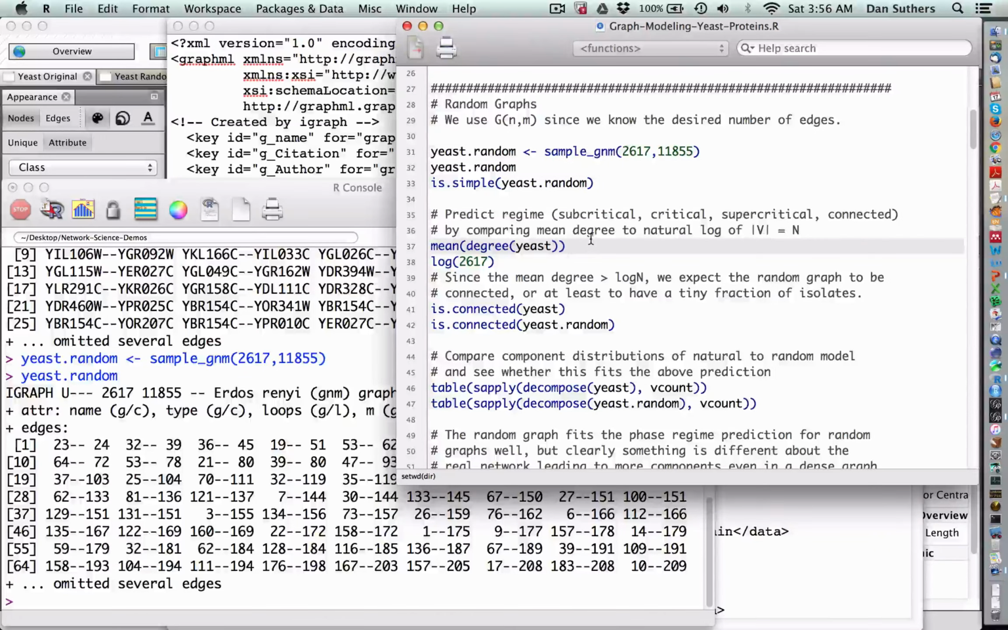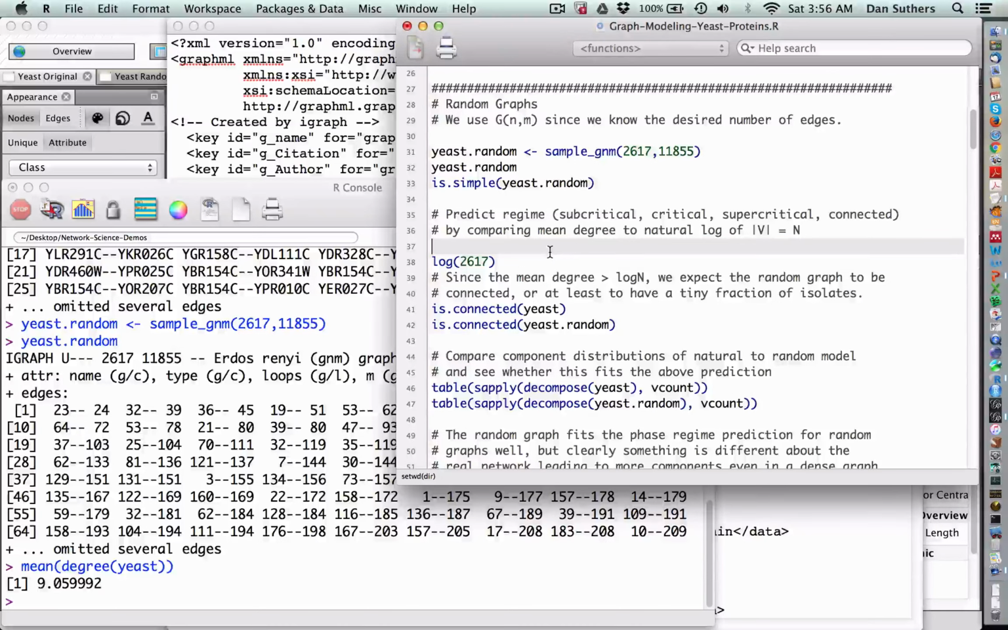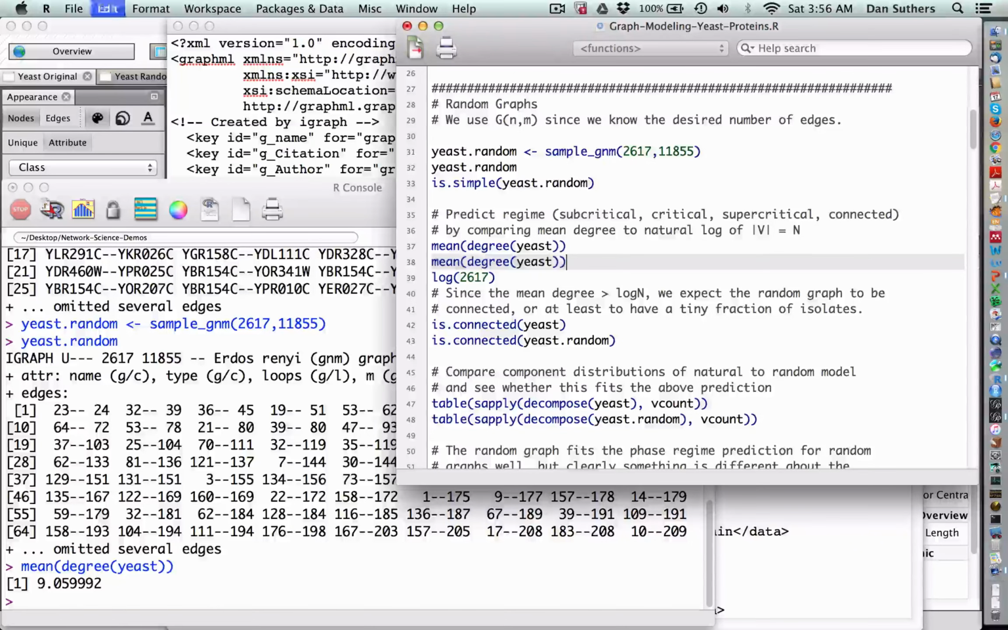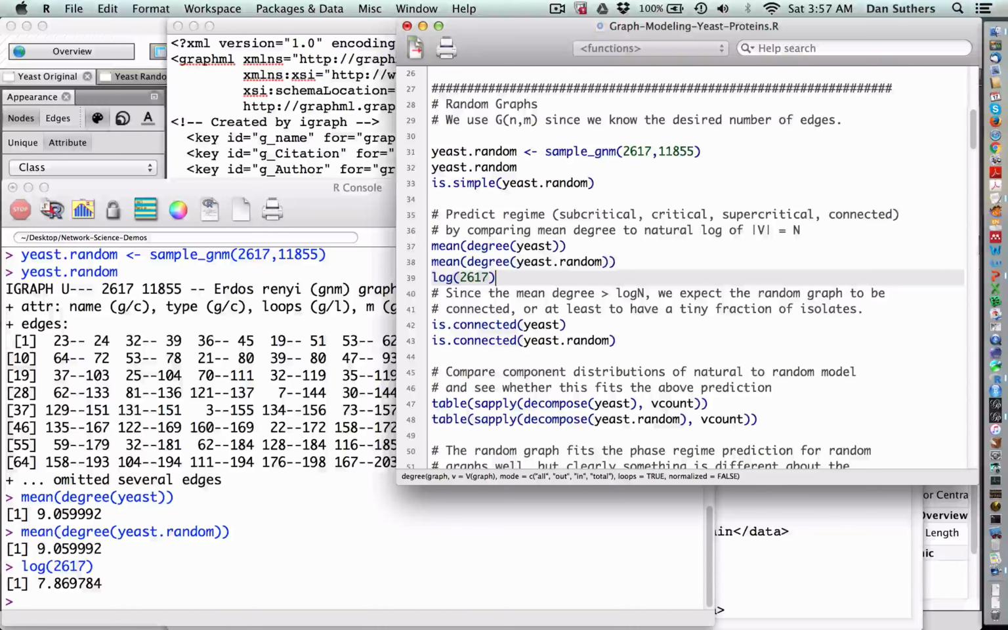Now, in a previous screencast, I showed you how random graphs grow, and there are these regimes of subcritical, critical, supercritical, and connected, and we can predict where it should be by looking at the mean degree of the graph, which, by the way, should be the same as the mean degree of the random graph. Maybe I should have had that in here. Let's throw that in here. Yeast.random. Okay. And compare that to the log of the number of vertices. This is the natural log.